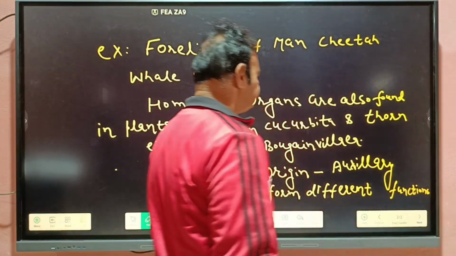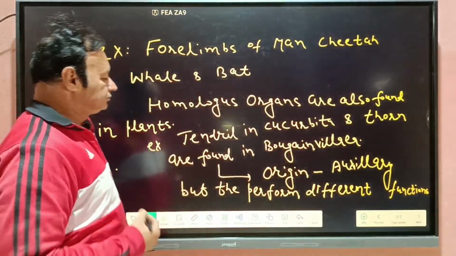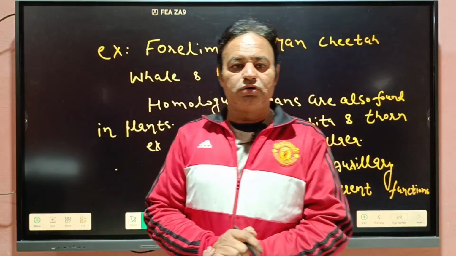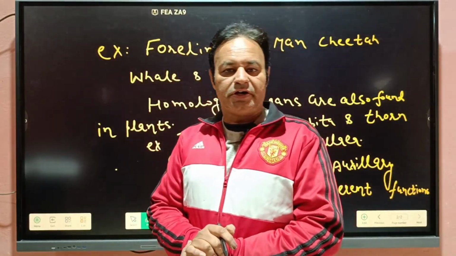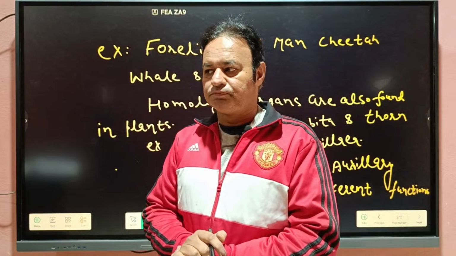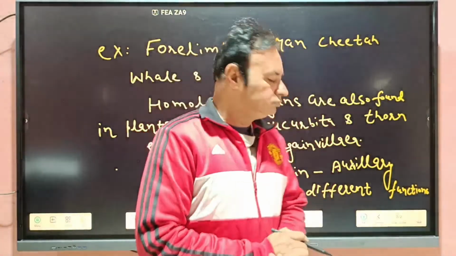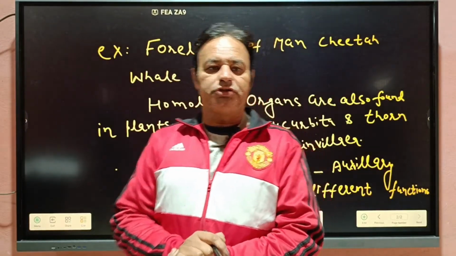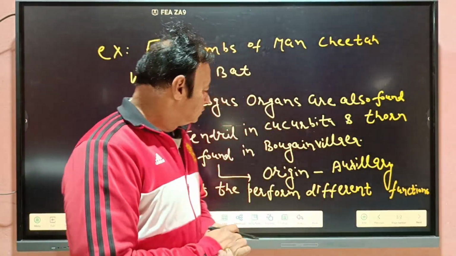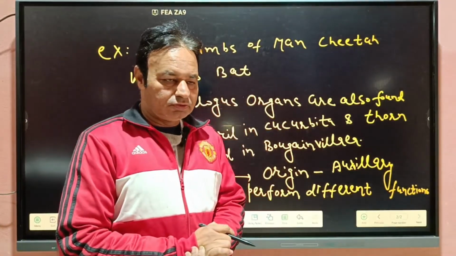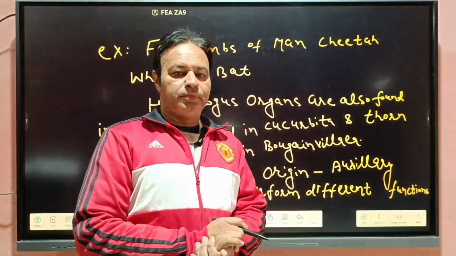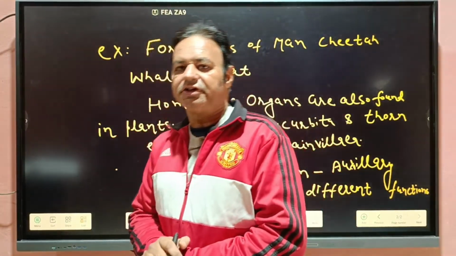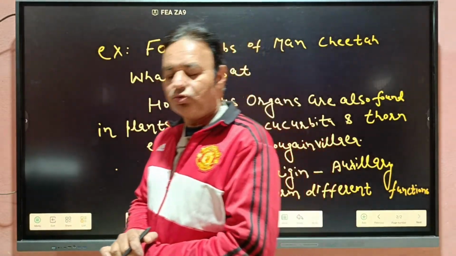For example, tendrils help the plant to climb up, and thorns give protection to the plant. They have different functions, but they arise from the axillary position. So we can say that they are homologous organs.